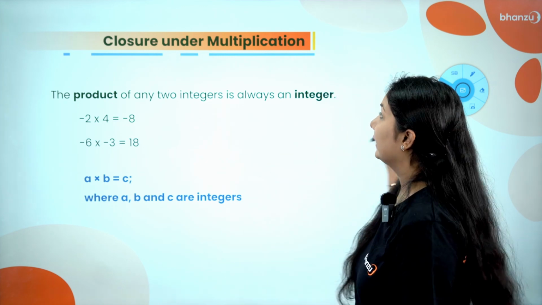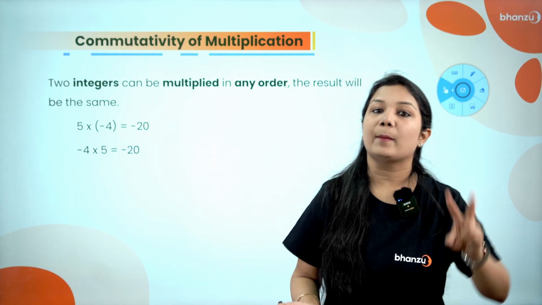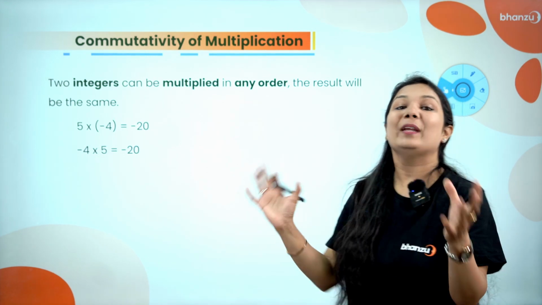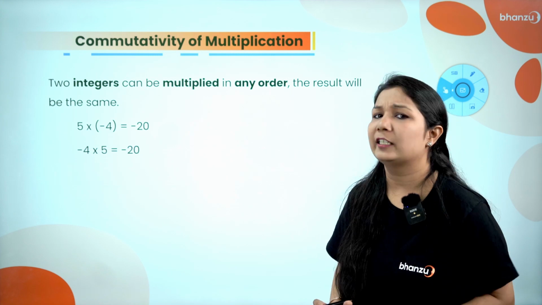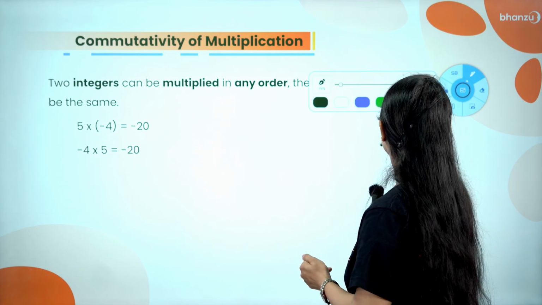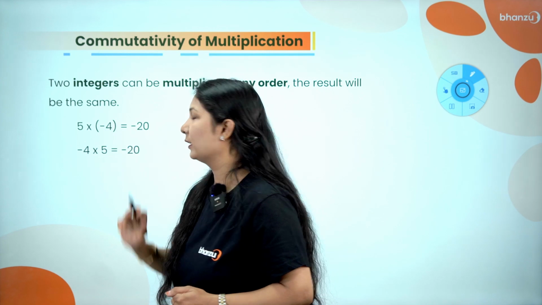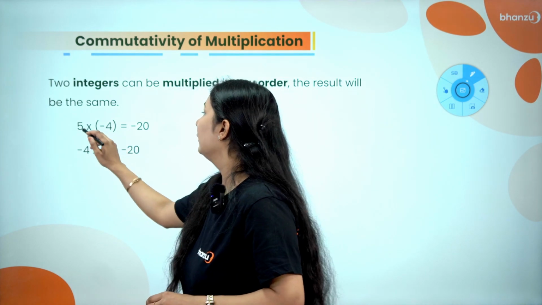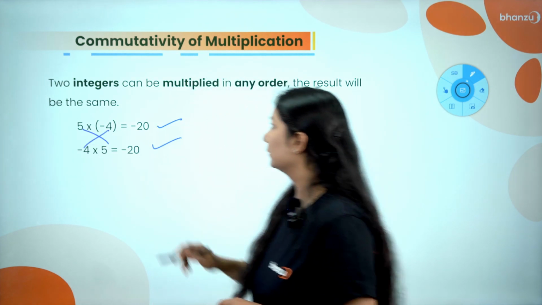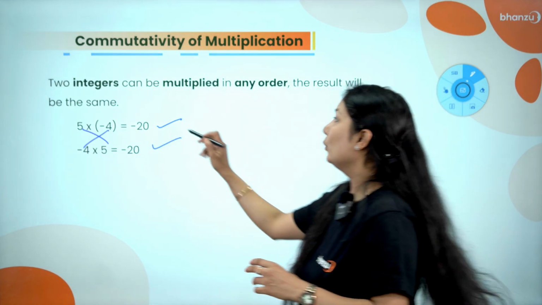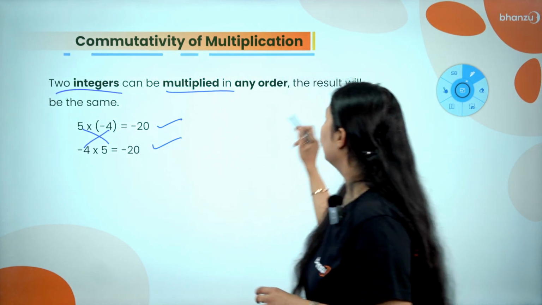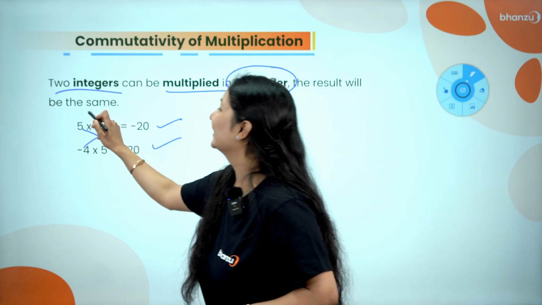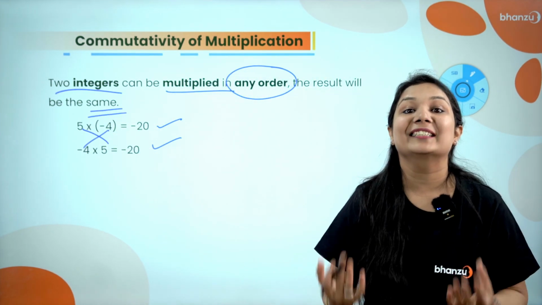Now coming to the next property, where again we are going to pick up any two integers. But remember, in commutative property, we interchange the position of the integers, right? Let's see that. So 5 and -4, even if I interchange their position, we are going to get the same answer. So two integers can be multiplied in any order. Order doesn't matter. The product will be the same.